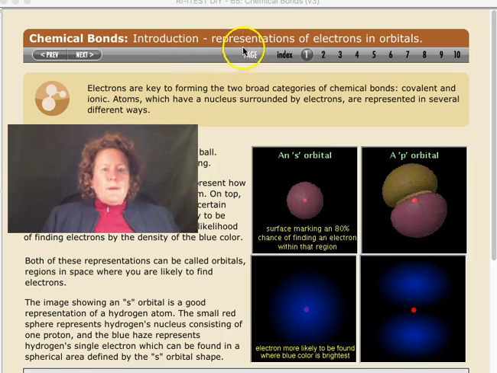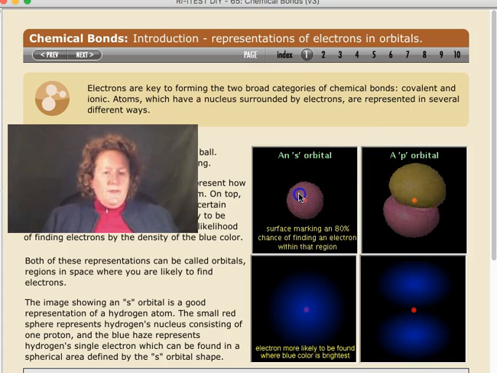We're going to learn about representations of electrons in orbitals. Electrons are key to forming two broad categories of chemical bonds, covalent and ionic. Atoms, which have a nucleus surrounded by electrons, are represented in several different ways. Here's an s orbital. You might be familiar with the s orbital from the Unit 2 lab. Here's a p orbital, and you may also be familiar with that.